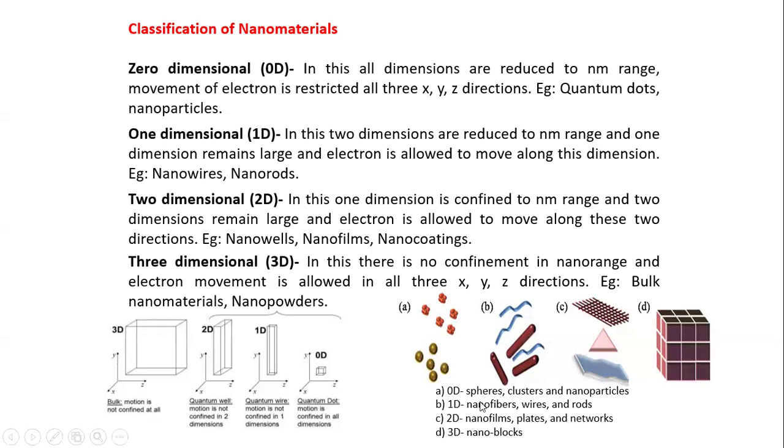Some of the other examples for zero-dimensional nanomaterials are spheres, clusters, nanoparticles. One dimension is nanofibers, wires and rods. Then two-dimension nanofilms, plates, networks. Three-dimension nanoblocks.